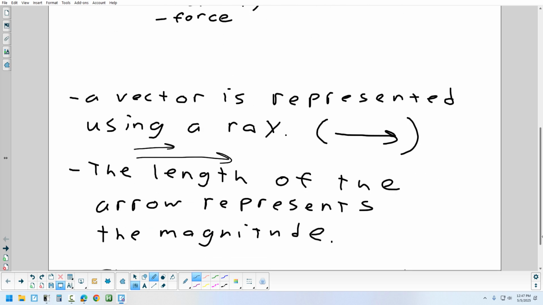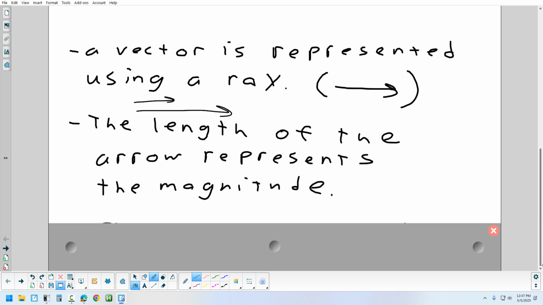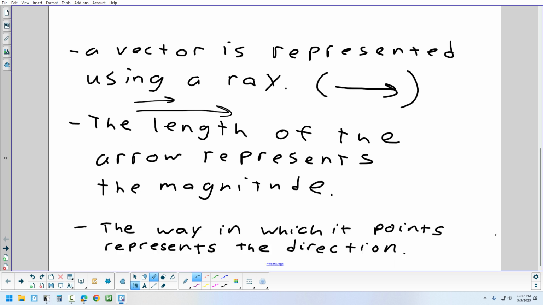So in the context of our problems, magnitude is either going to be the speed, or it could be how hard a force is pushing or pulling. And then the way the arrow points, that's your direction. Got it.